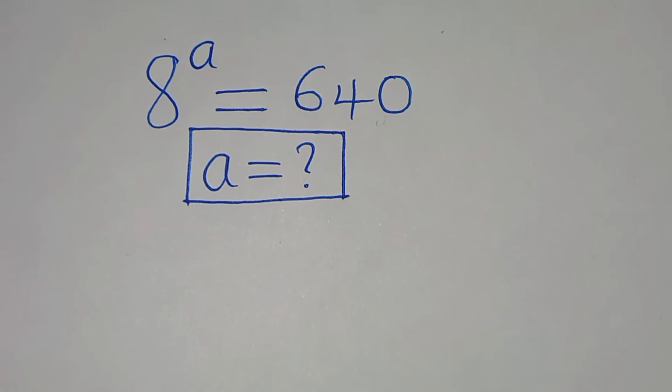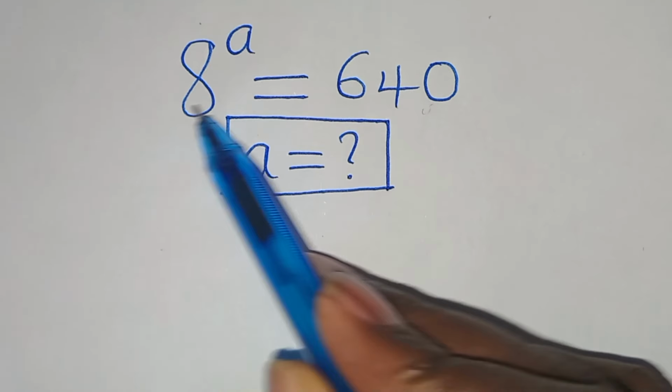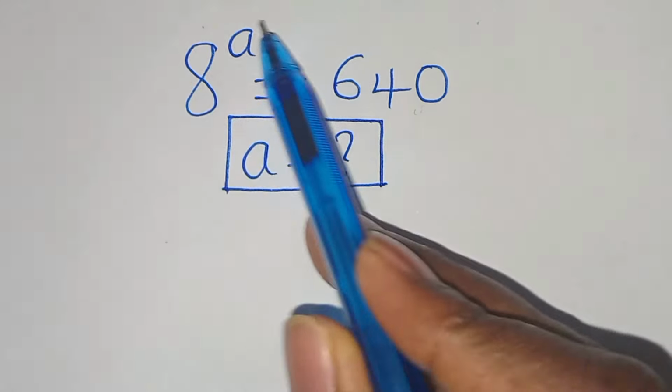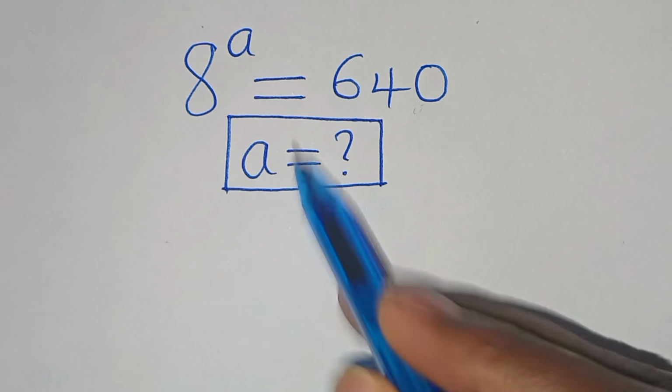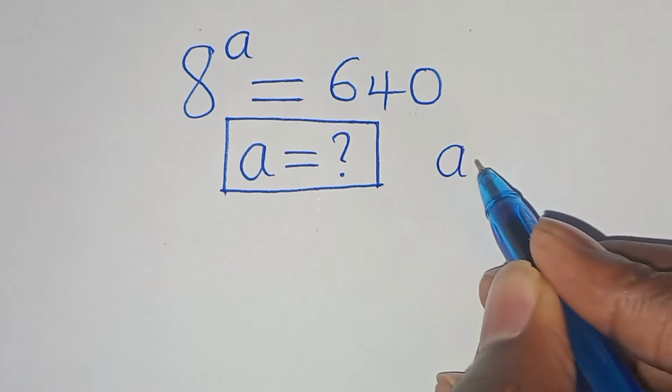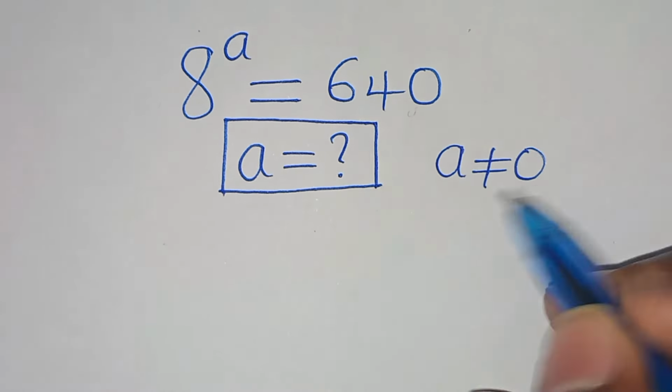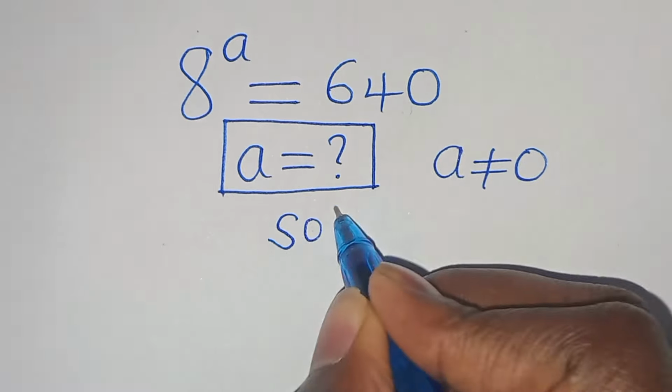Hello everyone, you're welcome to solve this nice exponential equation, which is a to the power of a. This is equal to 640. So what is the value of a, given that a is not equal to 0? So let's present the solution from here.